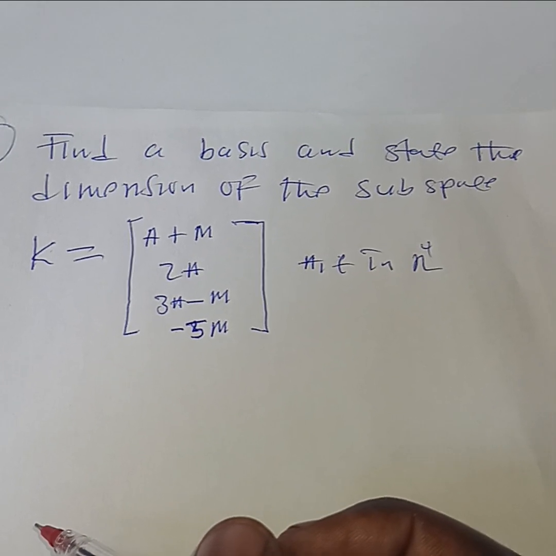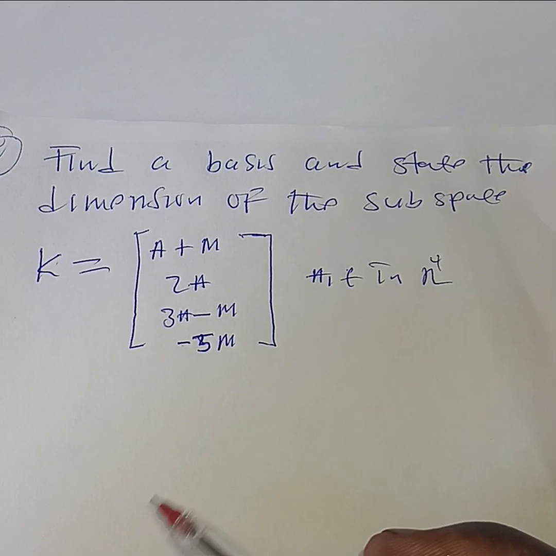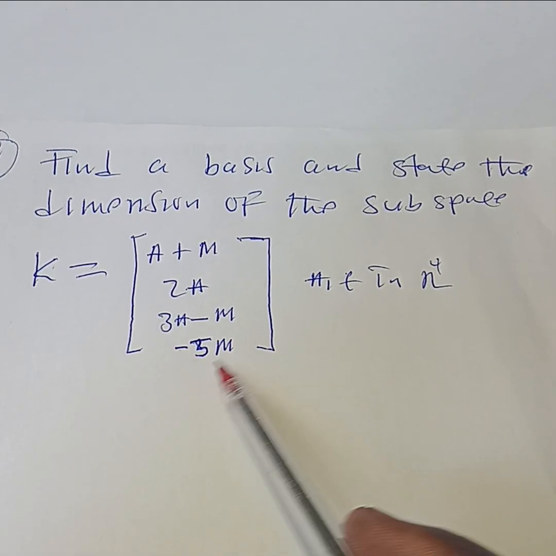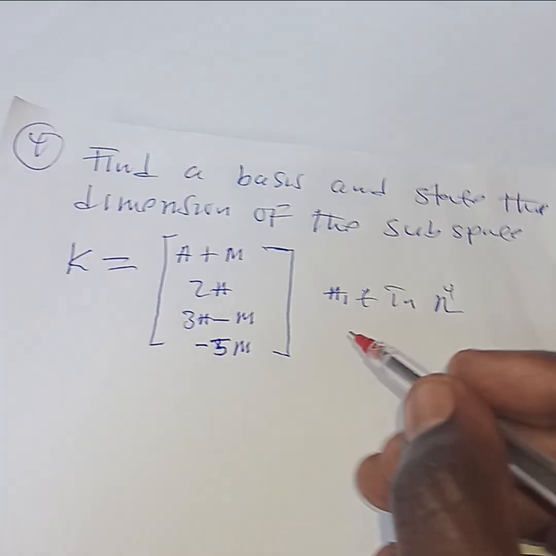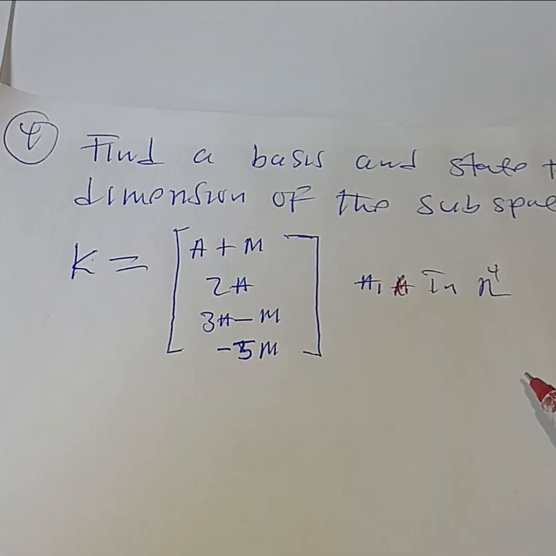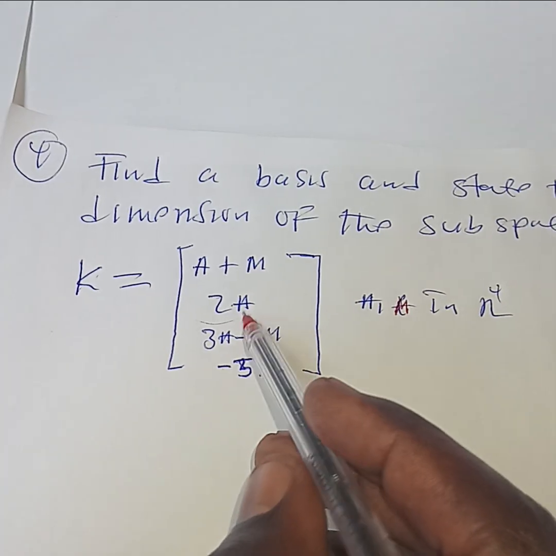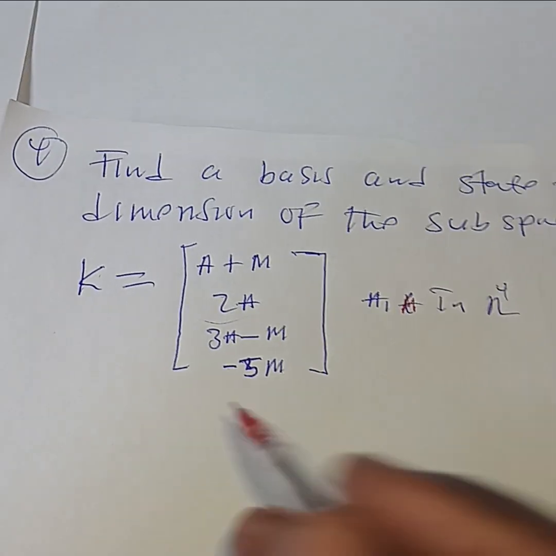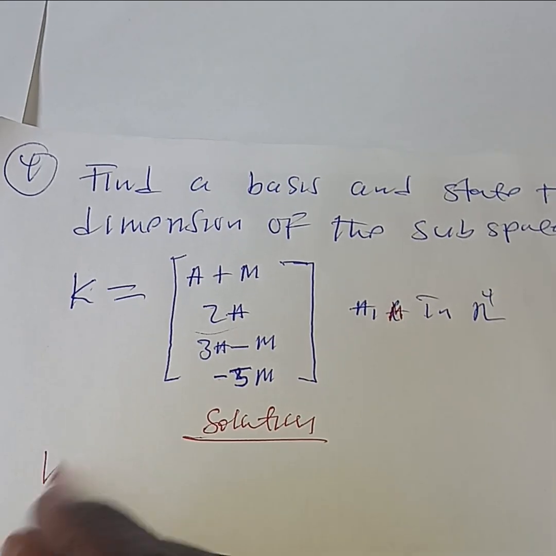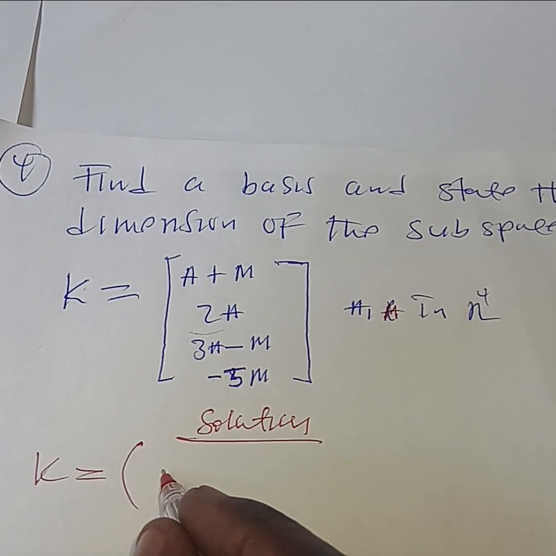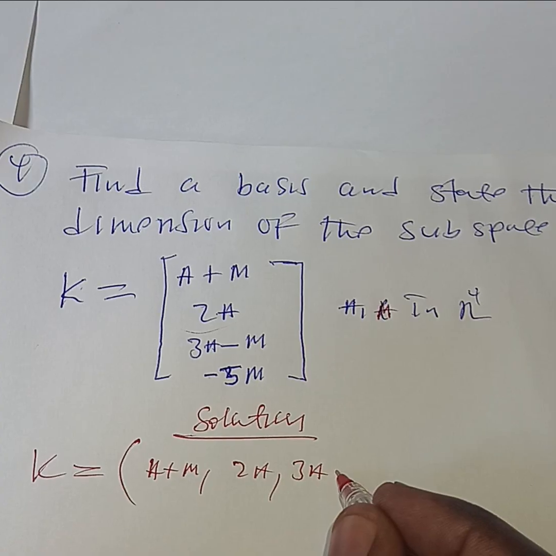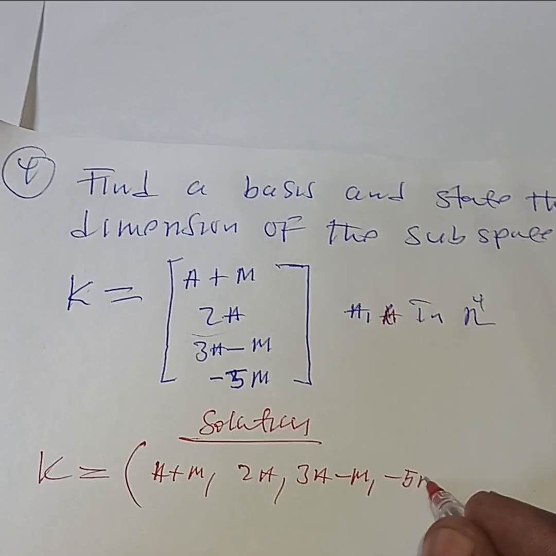Example four: find a basis and state the dimension of the subspace K, where K is A plus M, 2A, 3A minus M, negative 5M, where A and M are real numbers. Since this is presented vertically, we put it in horizontal form. So K equals A plus M, 2A, 3A minus M, negative 5M.